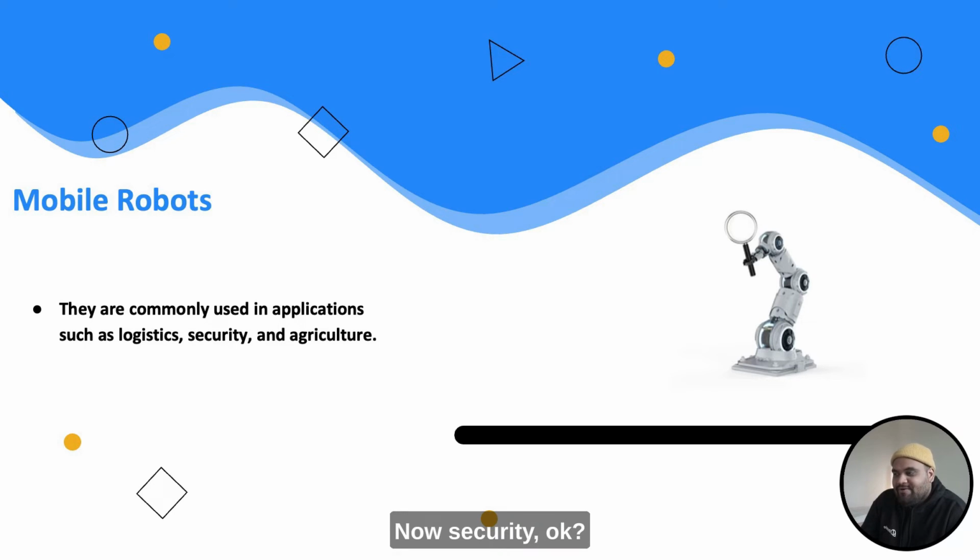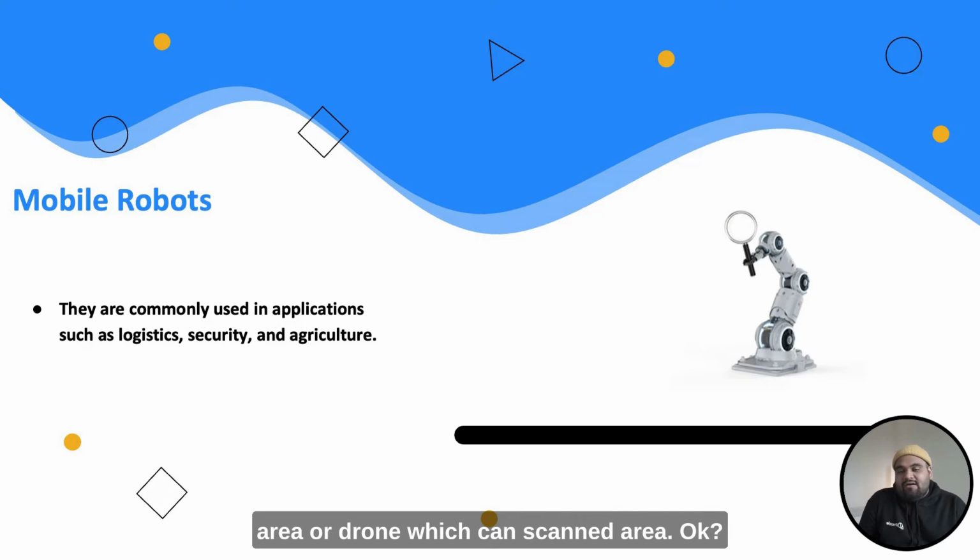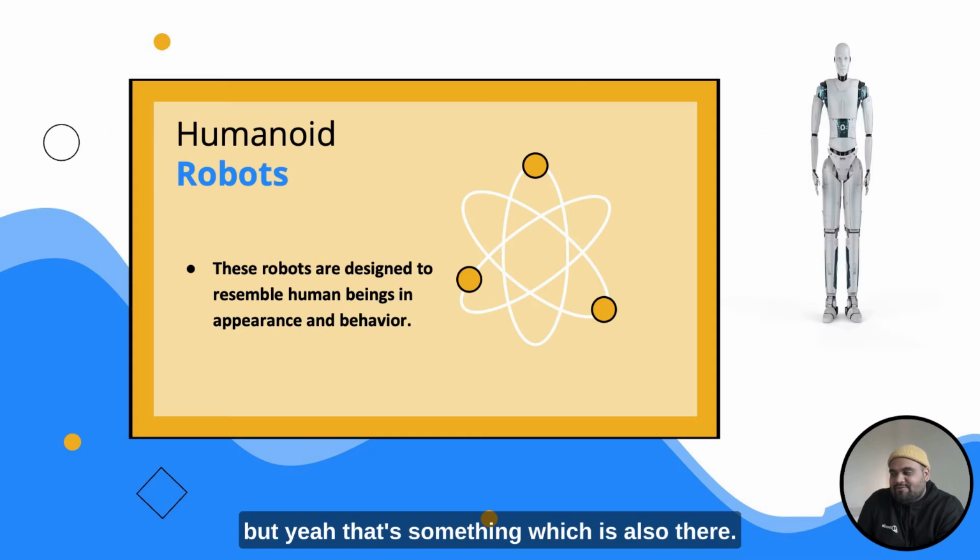Now, security. Imagine a robot which can automatically scan your area, or a drone which can scan your area and inspect if there's a problem. So mobile robots come into the picture. Of course, a drone is not a mobile robot, but that's something which is also there.